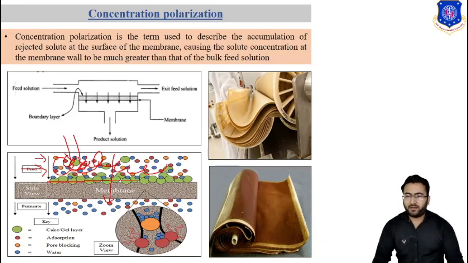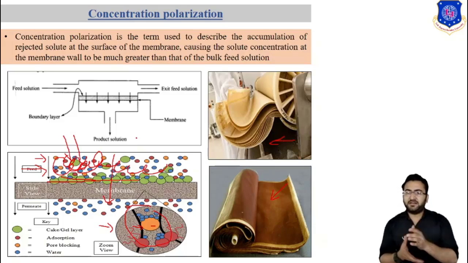So this is the zoom view of the cross section, or you can say the pore, of the membrane. When the solute blocks the pore, concentration polarization results. So this is a real image of a reverse osmosis spiral wound membrane module before the concentration polarization, and this is an image of the reverse osmosis spiral wound membrane module after the concentration polarization. So concentration polarization is a disadvantage for the membrane separation processes. So this is all about the concentration polarization.